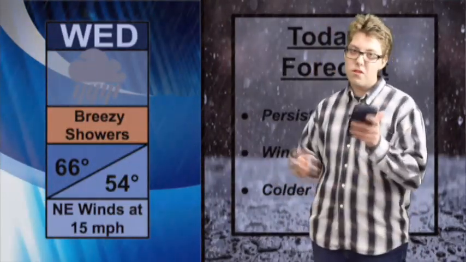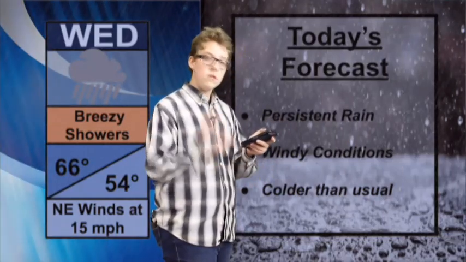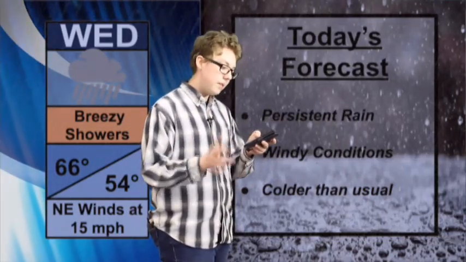Now here's Ralph with the weather. Thank you, Kenna. Today is the outlier of the week with breezy showers, a high of 66 with a low of 54 with northeast winds at 50 miles per hour. Now for the pattern today, persistent rain throughout the school day, on and off rain throughout the afternoon with windy conditions. It's also going to be colder than usual due to the added precipitation.